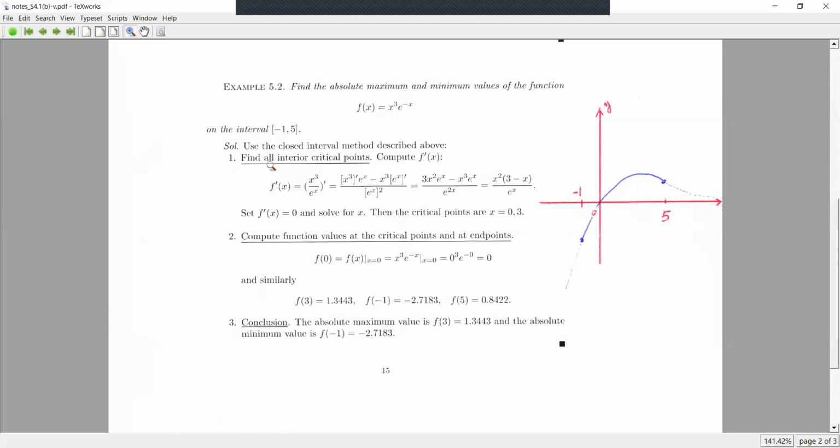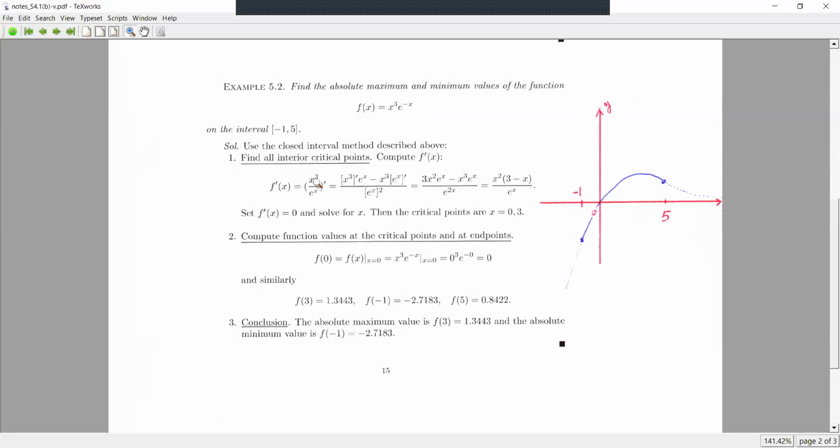Step 1, find all interior critical points. Find all critical points inside this interval. To find critical points, compute the derivative first. To compute the derivative of this function, you can use the product formula. But I prefer to use the quotient formula because I can write this function as a quotient here. So I use the quotient formula.